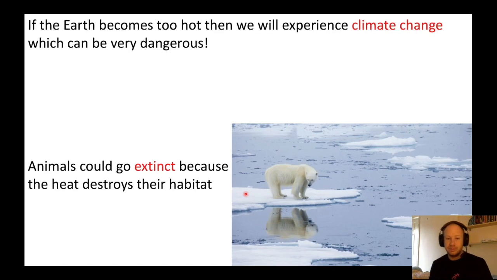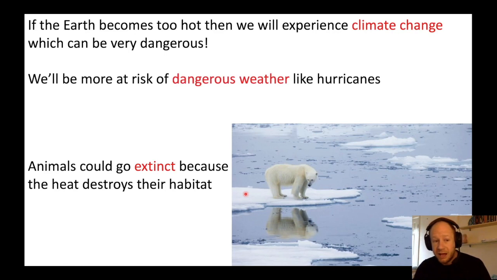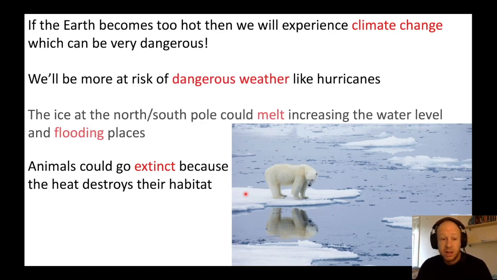Now, if our Earth becomes too hot, one of the things that could happen is something called climate change. This is really, really bad. We'll have more risk of dangerous weather, things like hurricanes. The ice at the North and the South Pole could melt, which would increase the water level of the Earth, which could cause flooding. Animals can go extinct because the extra heat could destroy their habitat.